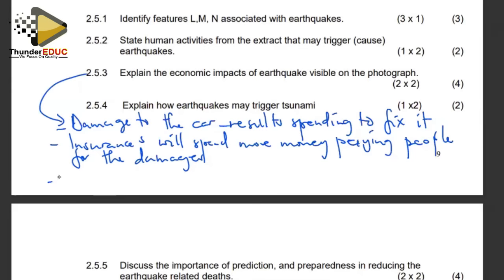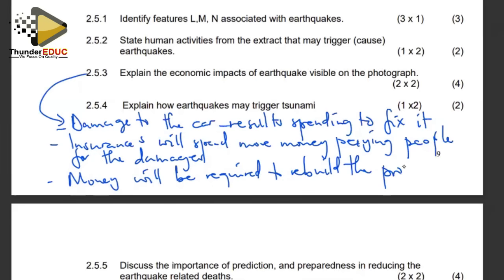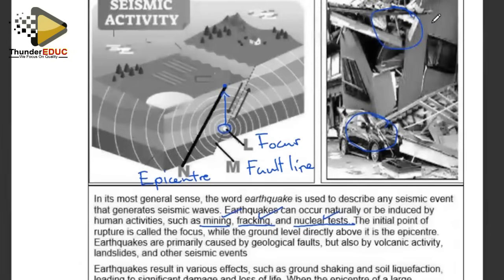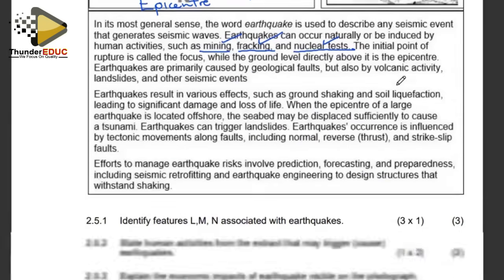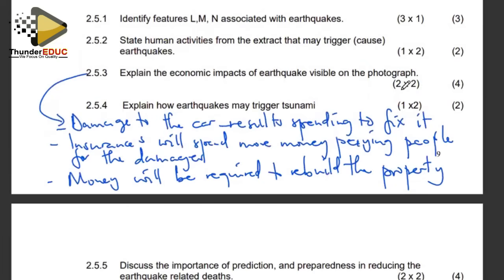And also we talk about rebuilding of the structure. Money will be required to rebuild the property that we are seeing there. That property there is damaged. Like what you can see here, there's strong damage. Whether it's a residential property or it's a commercial property or industrial property, it needs to be rebuilt, and that is going to cost money. Right, that's basically the picture.